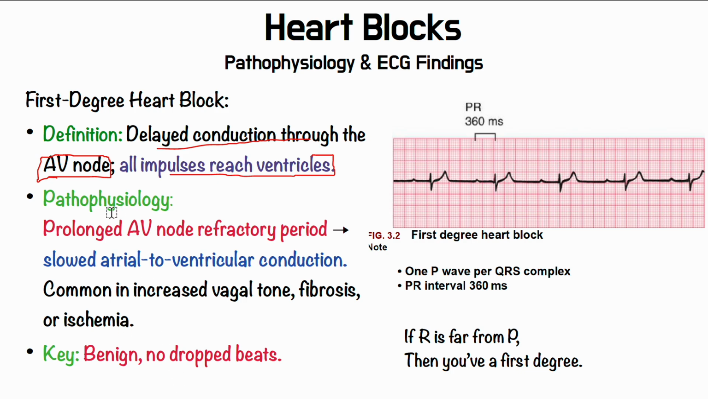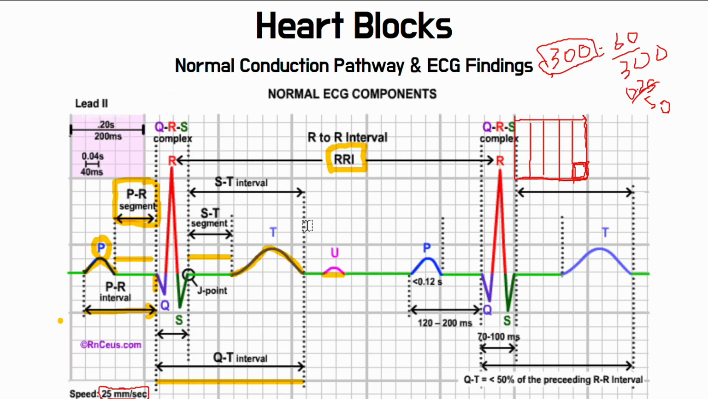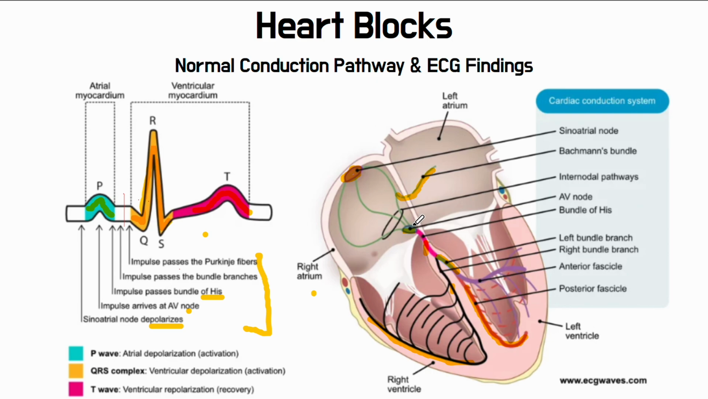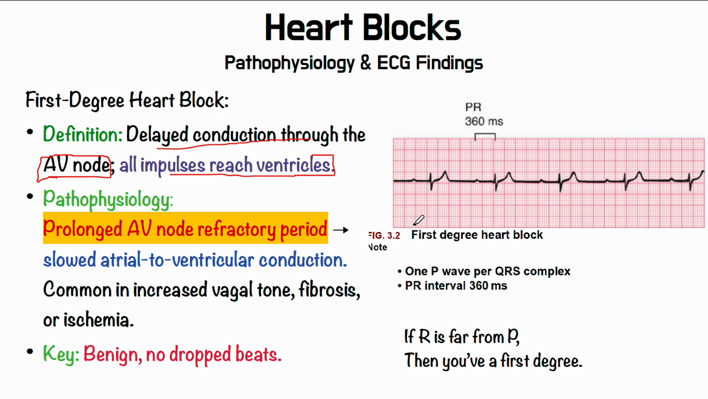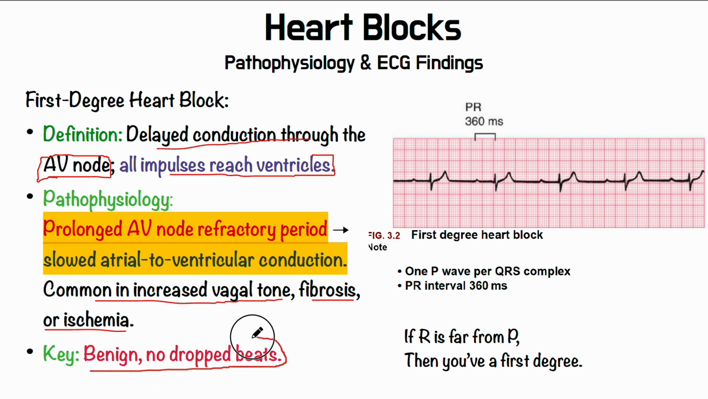The pathophysiology of this heart block is a prolonged AV node refractory period. We have talked about it. There is a refractory period that we discussed in the nodal fascia region. There is delay, right? That is the refractory period, but it is prolonged in this case. That is how first degree heart block occurs. So slowed atrial to ventricular conduction happens, right? It is very common in increased vagal tone, fibrosis, and also in ischemia. The key finding is that it is benign and there are no dropped beats.